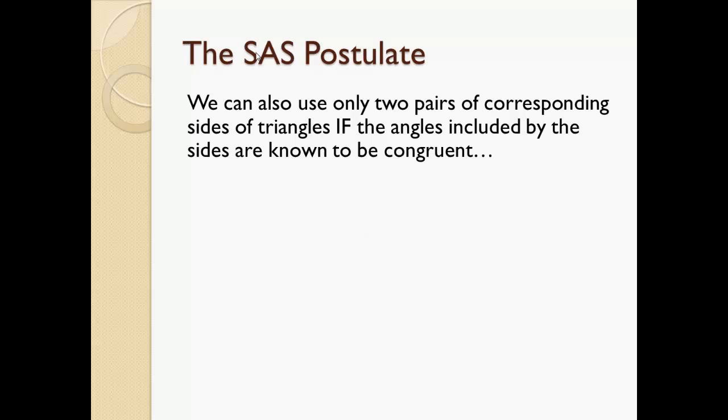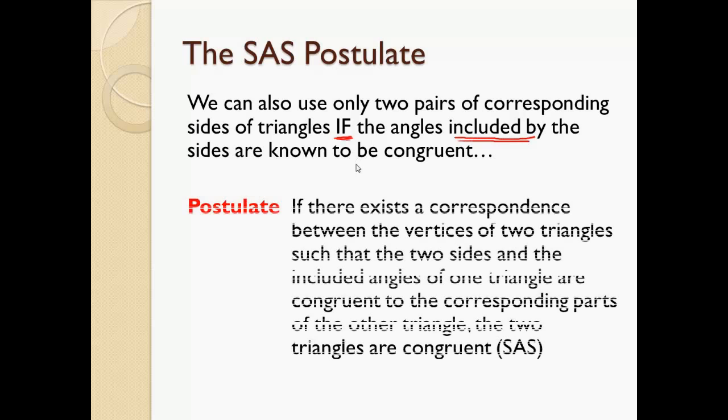Now let's get to the SAS postulate, side angle side. We can also use only 2 pairs of corresponding sides of triangles if the angles included by, in other words, in between the 2 sides, are known to be congruent.